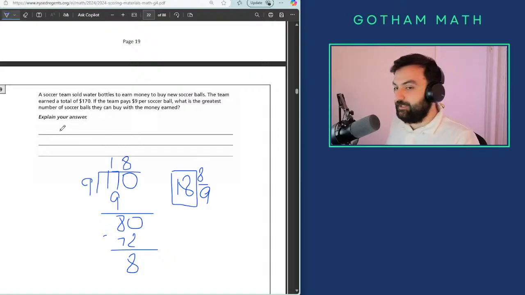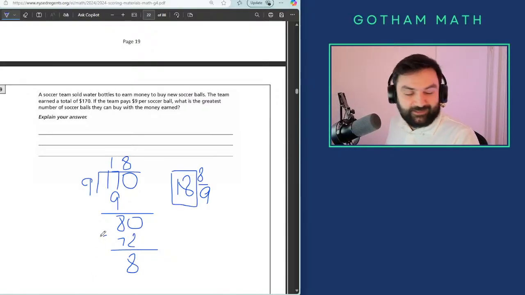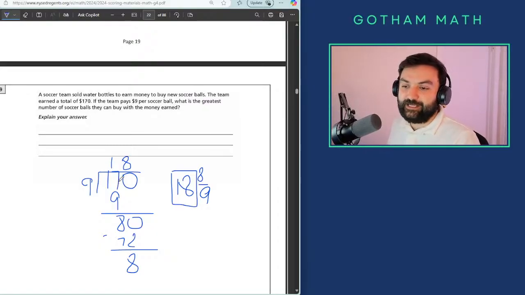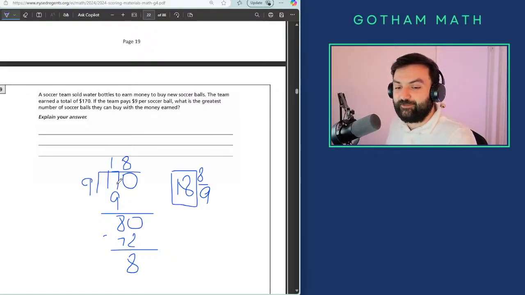I'm not going to write it because I'm writing with a mouse, but we're just going to say the soccer team does have enough money for 18 soccer balls, because 170 divided by 9 is 18 with a remainder of 8, which means it's only enough for 18, right? It's actually not that much to explain, to be honest. It's all very simple. That's basically what I wrote.